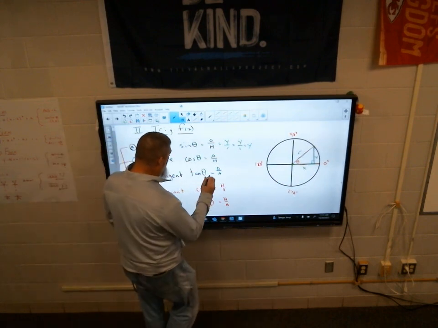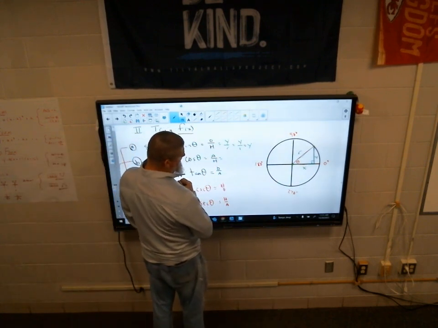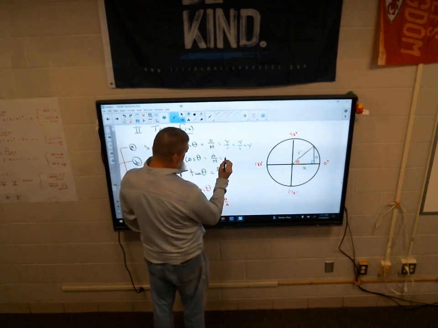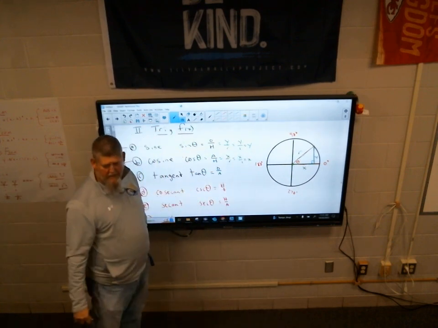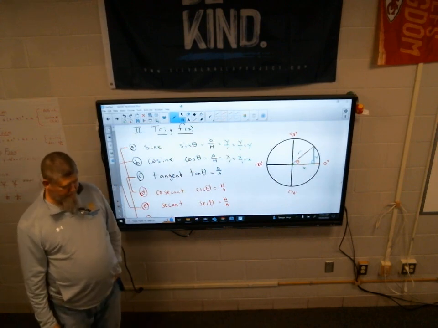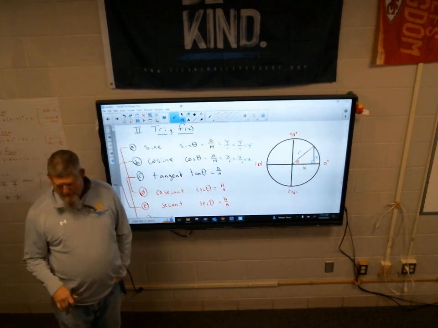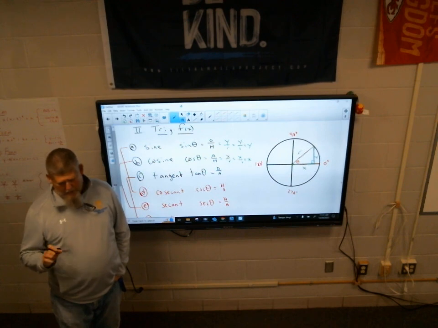As for the cosine, what's the relationship of cosine? Adjacent over hypotenuse, so it's X over R. We know that r in a unit circle is 1, so x over 1. So we know that x is going to be the cosine. So in our ordered pairs, the x is the cosine, the y is the sine.